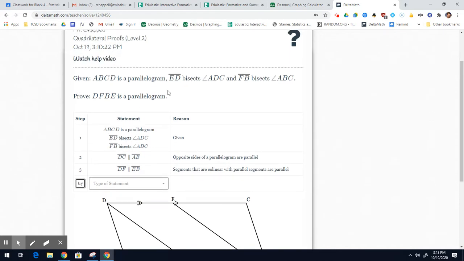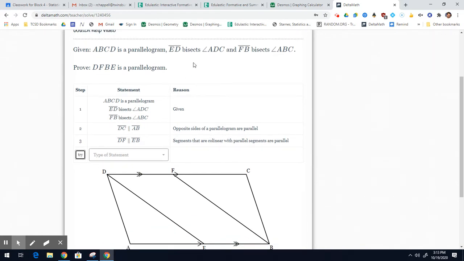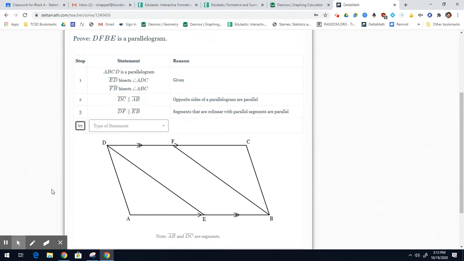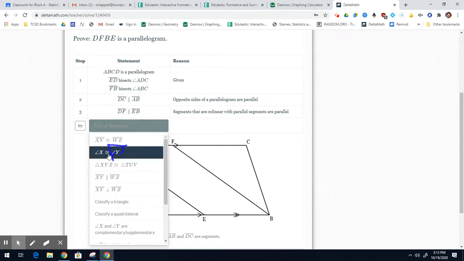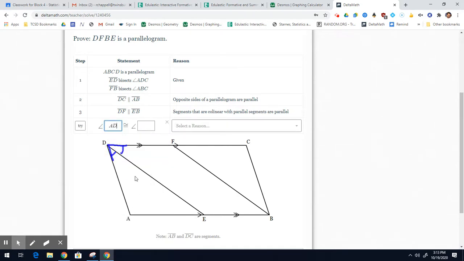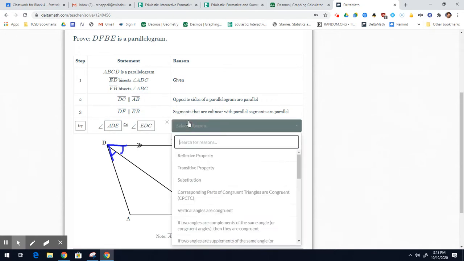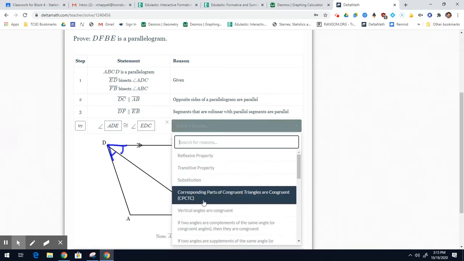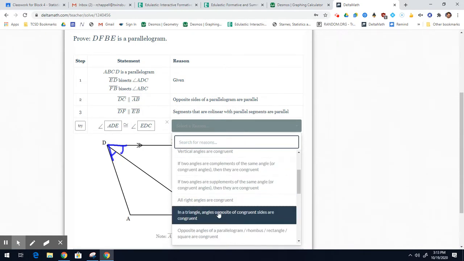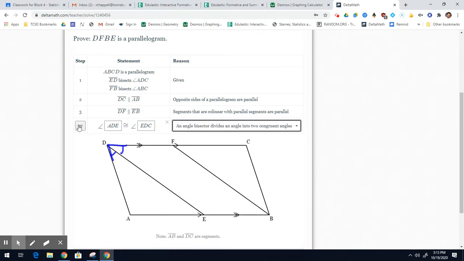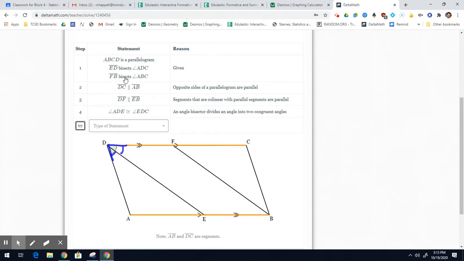So let's explore the given a little bit more. So if ED bisects ADC, so ED bisects ADC, then I know that these two angles are congruent. So let's use that, okay? So I know that angle ADE is congruent to angle EDC. And that's by an angle bisector.